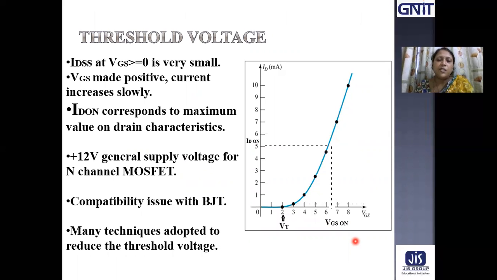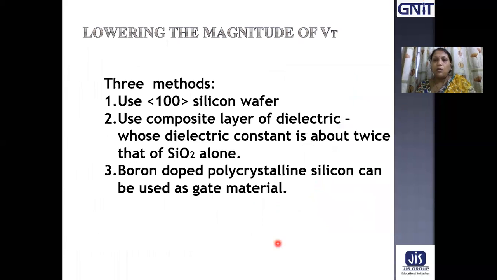IDSS at VGS greater than or equal to 0 is very small. As VGS is made positive, current increases slowly. ID(on) corresponds to the maximum value of drain characteristics. Plus 12 volt generates supply voltage for an N-channel MOSFET. Compatibility issue with BJT is there. Many techniques are adopted to reduce the threshold voltage, that is, lowering the magnitude of VT.